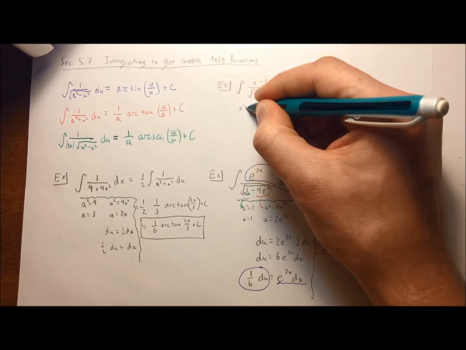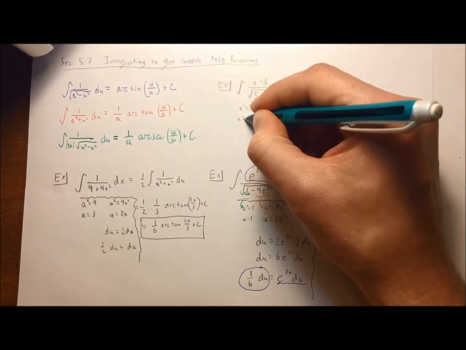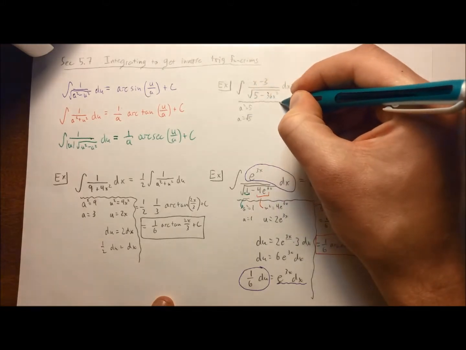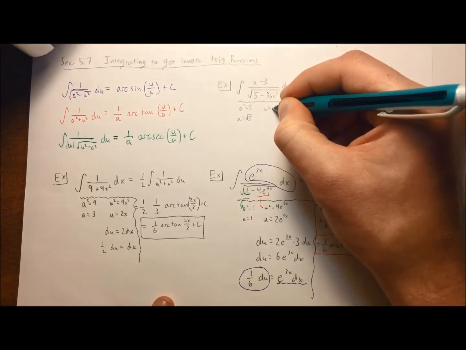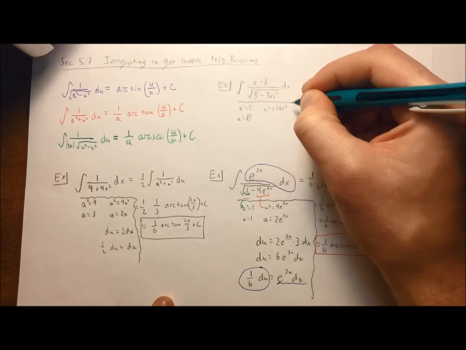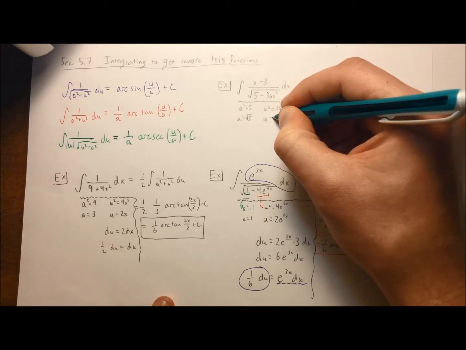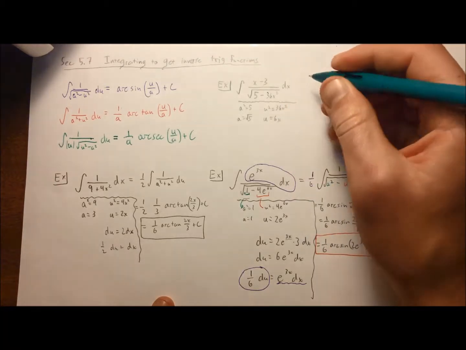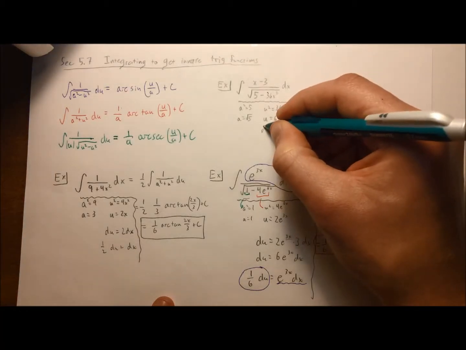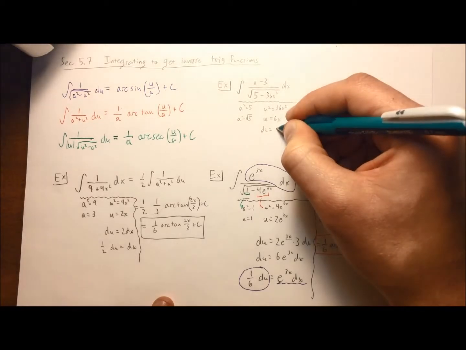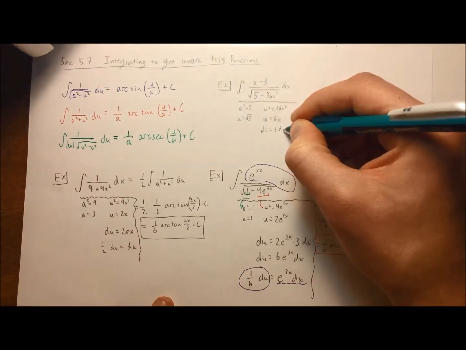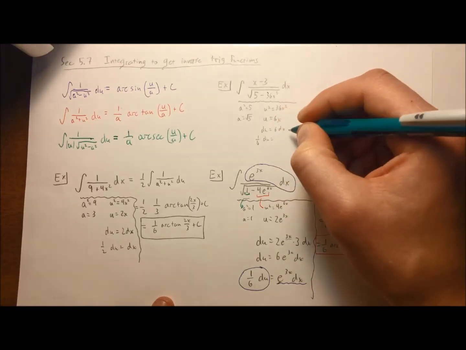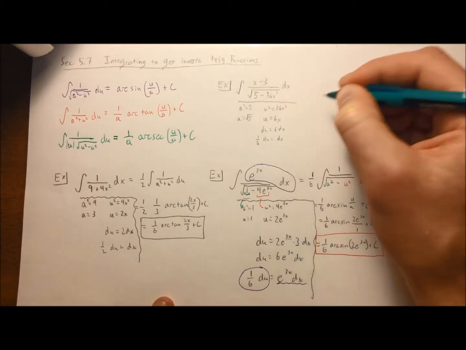The a squared is going to be 5, so a is going to be the square root of 5. That's okay. We can have that. U squared is going to be 36x squared, so u is going to be 6x. That means du is going to be 6 dx, or 1/6 du is going to be equal to dx.